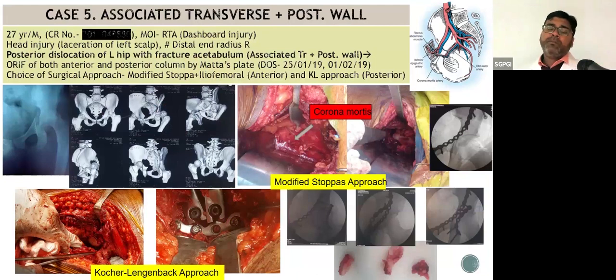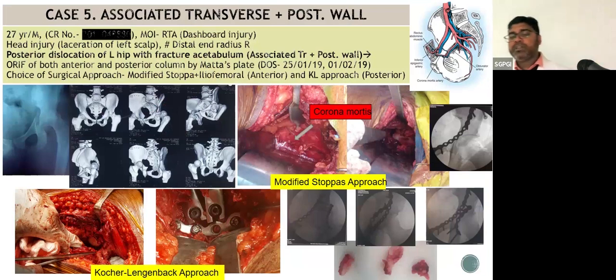Now coming up with some severe injuries. This was a patient who had an associated transverse with posterior wall fracture. He had a fracture of the distal radius as well, and this patient had some kind of head injury also. First of all, we fixed this. We went ahead with the stoppa approach.